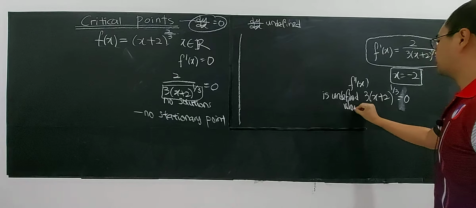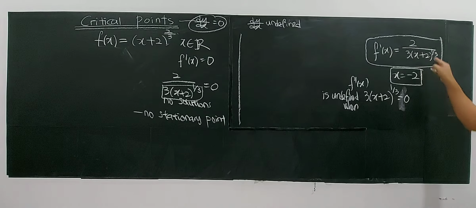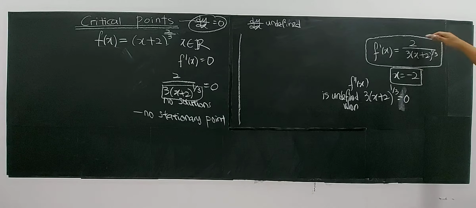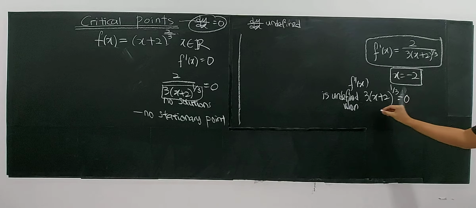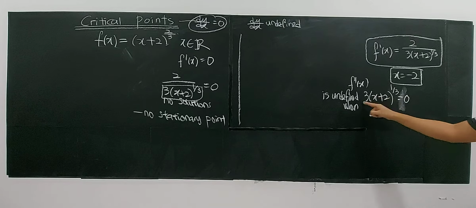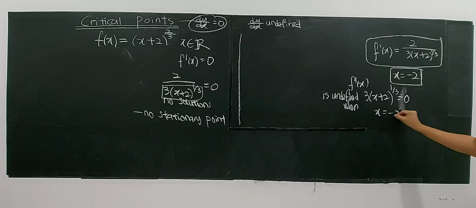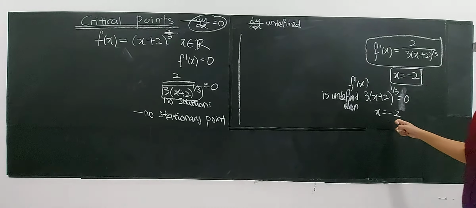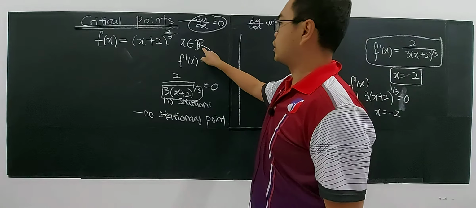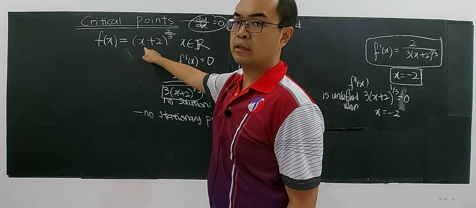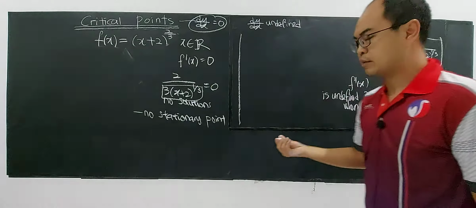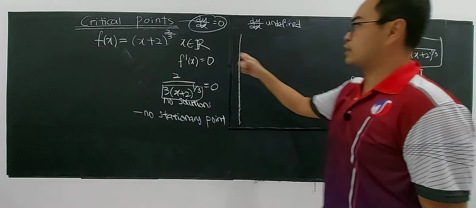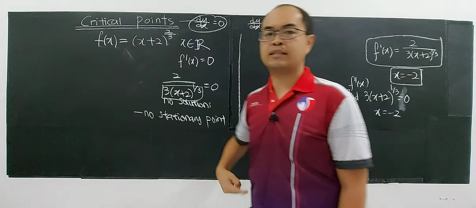When the denominator equals 0, you cannot divide a number by 0. So if you solve this, 0 over 3, you get x equals negative 2. x equals negative 2 is in the domain because negative 2 can be accepted here. What does that mean? If you put negative 2 inside here, you get the value of y. Then that is a critical point.